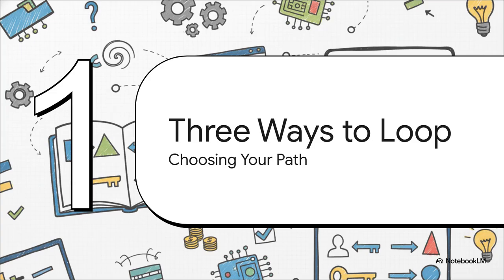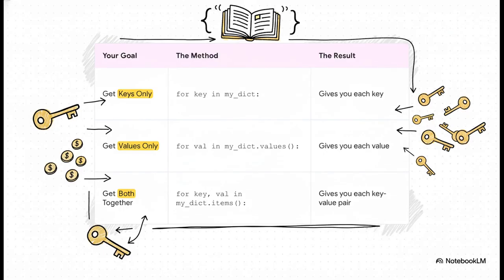A huge part of working with any collection of data is looping, going through all the items. But with dictionaries, it's not a one-size-fits-all deal. You've got three distinct paths you can choose from, and it all depends on what information you actually need. So let's break these down. If you only need the keys, maybe to check them against a list or something, you can just loop directly over the dictionary itself. Super simple.